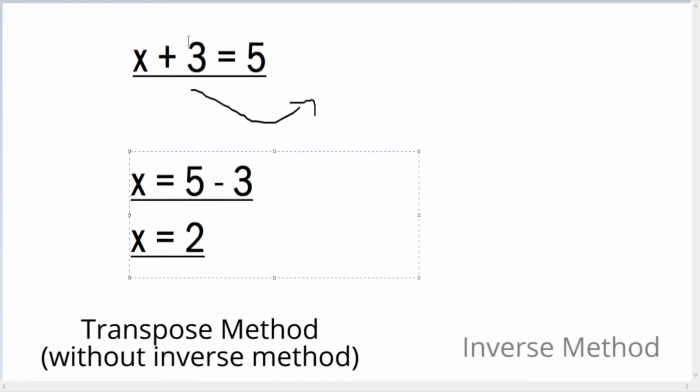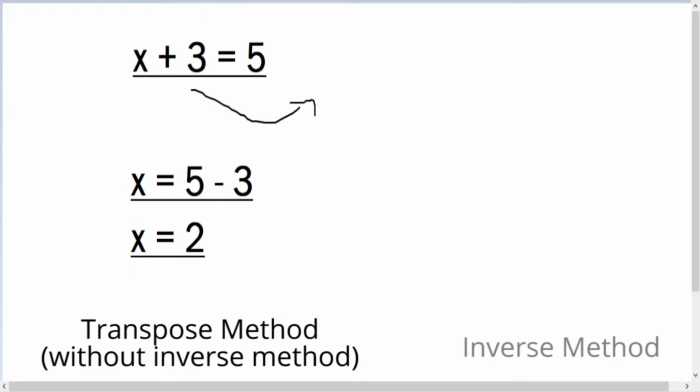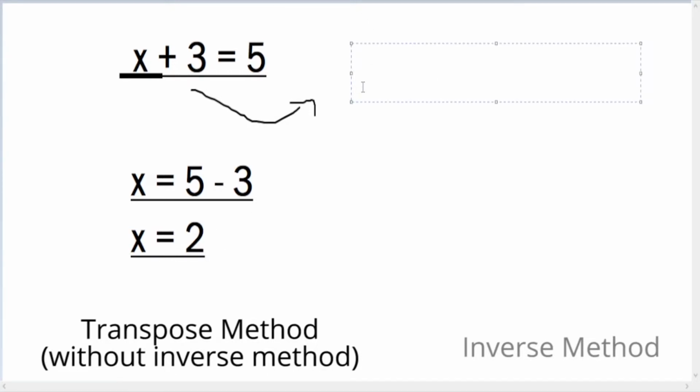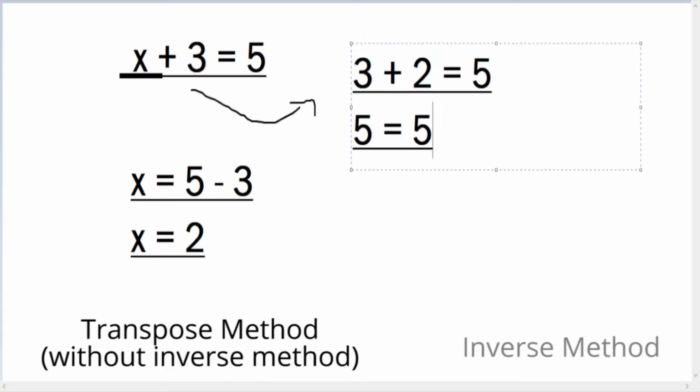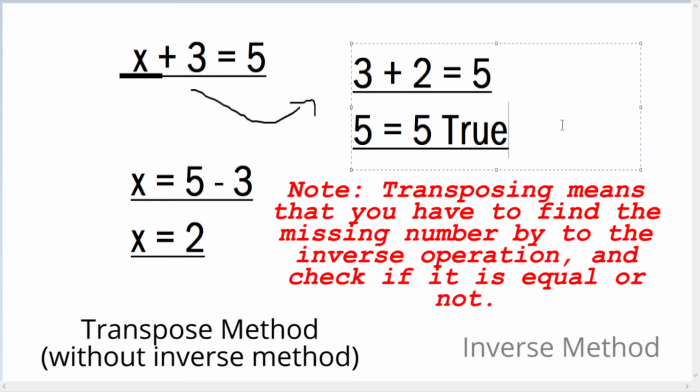Why? Because you will need to get the missing number of x. So you can see this one, x, you need to solve this problem until you get 2. So now you need to check that. Why? Because you used the transpose method. This 3 plus 2, equals 5. Now you have to get the final answer. 5 equals 5? True. Okay? That's your final answer.